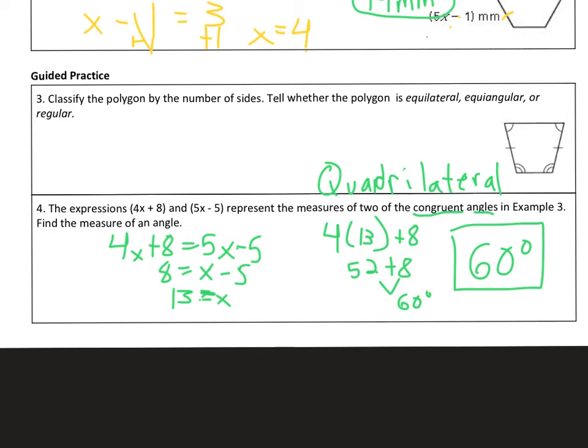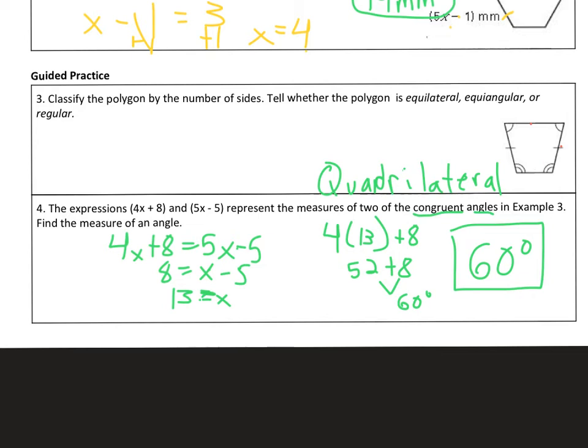All right, so to explain these guided practice problems, the first one, I'm going to classify this polygon by the number of sides. So basically, look at it, 1, 2, 3, 4 sides. It is a quadrilateral, all right? That is a quadrilateral. For what we're going to do now, quadrilateral works. I know it looks like a trapezoid for some of you, but it's okay to classify this as a quadrilateral right now. And then we look at equilateral, equiangular, or regular.